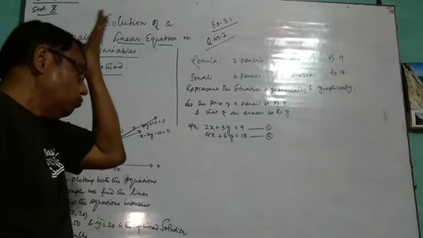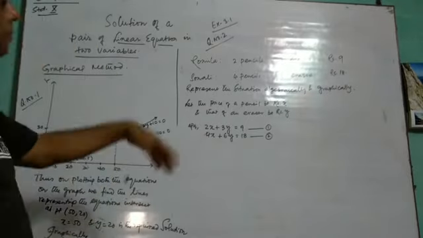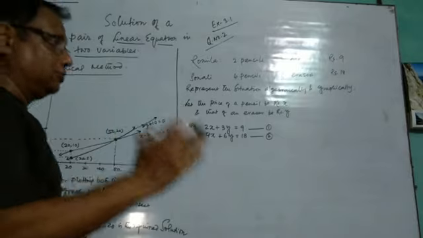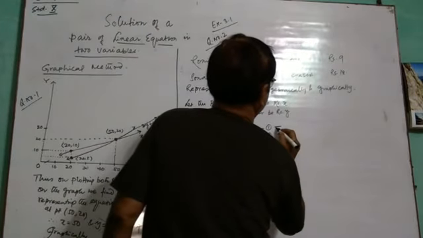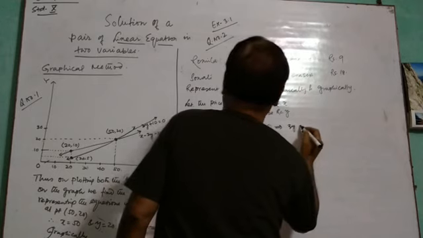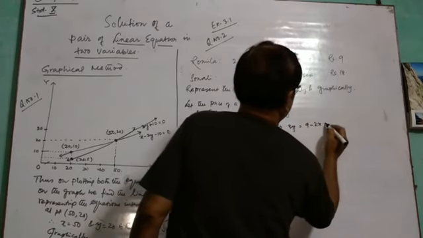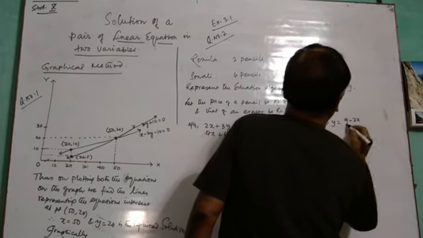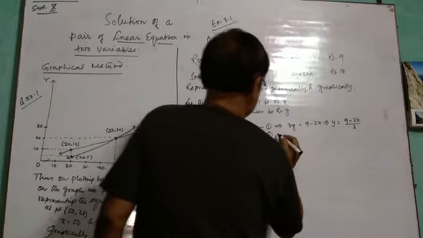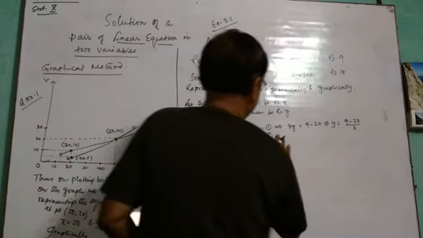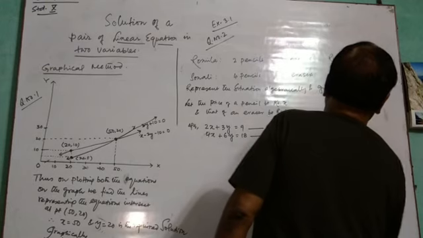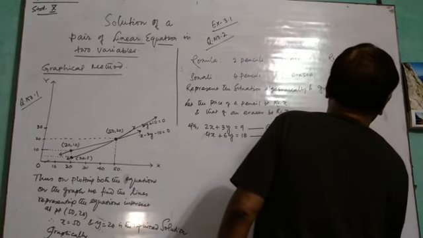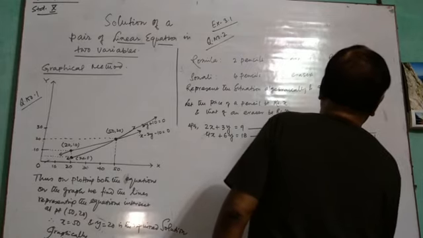Now what else do we need? We have to represent it graphically. So the same way we will proceed. We will express y in terms of x. 3y is equal to 9 minus 2x. That gives us y is equal to (9 minus 2x) upon 3. First, the value chart. For the first equation I am making x and y.